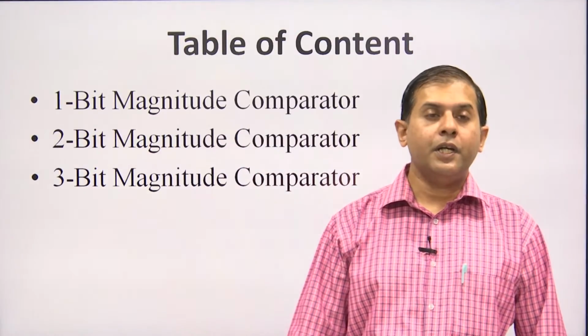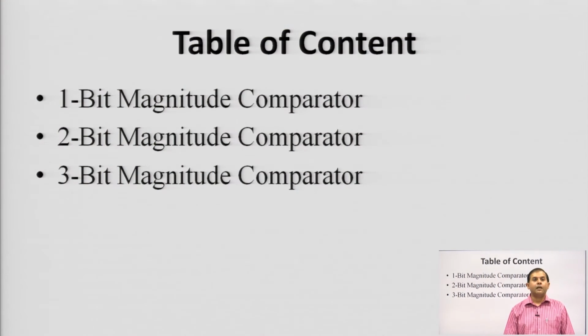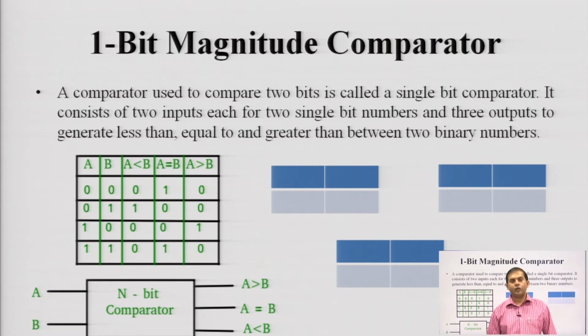In today's session we will discuss three types of magnitude comparator: 1 bit magnitude comparator, 2 bit magnitude comparator and 3 bit magnitude comparator. So, let us begin. First of all, we will discuss what a comparator is.